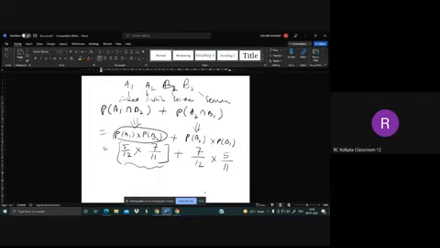Now I am interested to calculate probability of A1. That means red ball from the bag of 12, 7 white and 5 red. So the total number of balls is 12. How many red balls are there? 5 red balls. So that is the probability: favorable number of cases by total number of cases.